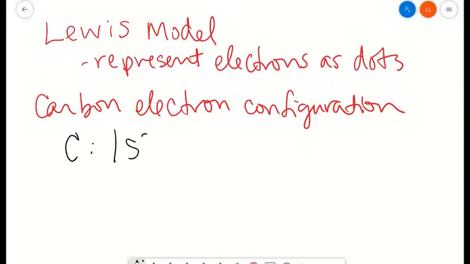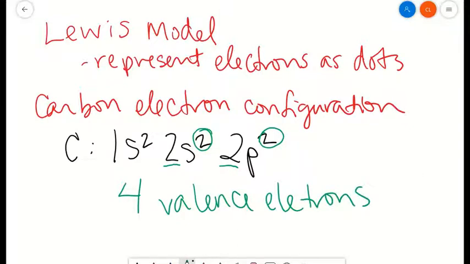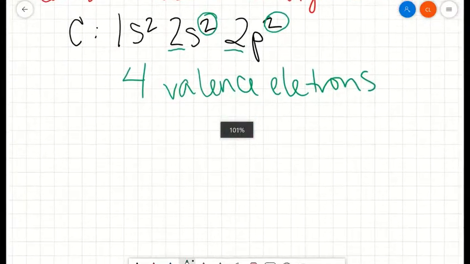So remember, we fill the 1s2, 2s2, and then we're going to look at carbon on a periodic table, and it's 2 into the p's. So how many valence electrons do we have here? Recall we're going to look at only the ones that are in that highest principal quantum number, and we have a total of 4 valence electrons. So when we're building molecules, we're going to have to be able to count up the valence electrons for each element, and then we're going to be able to draw Lewis structures from there.